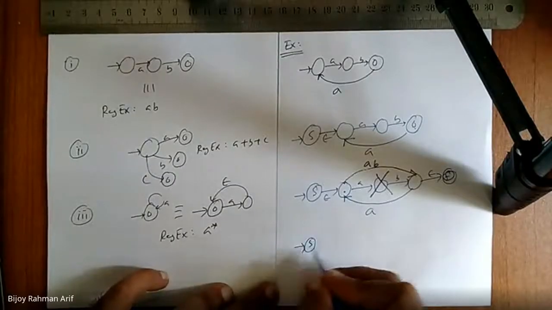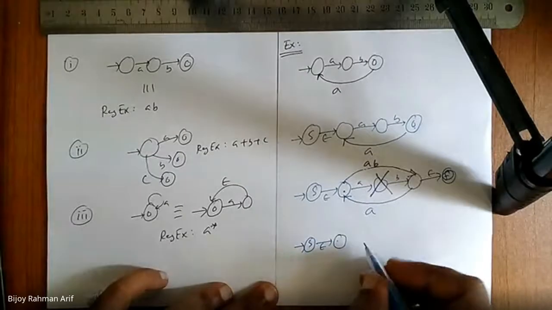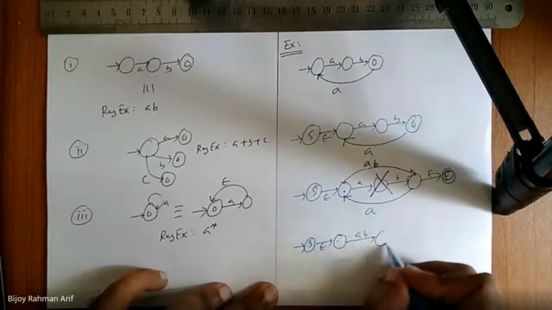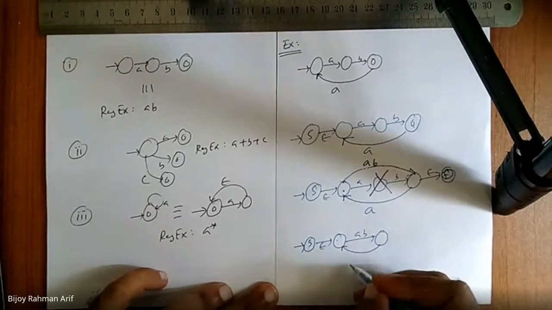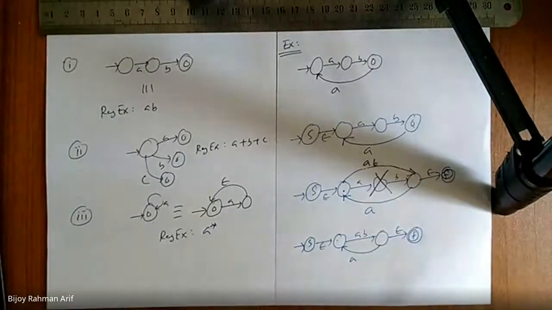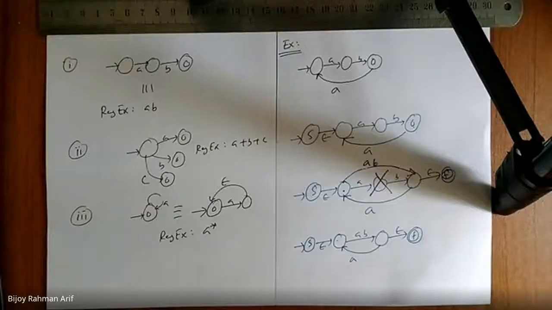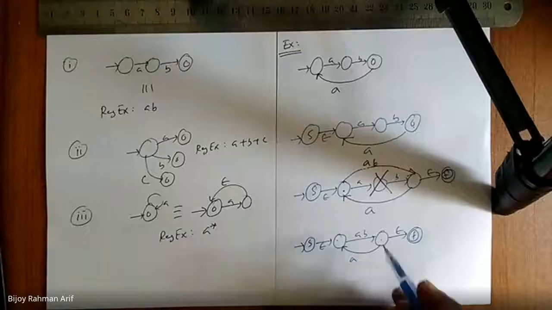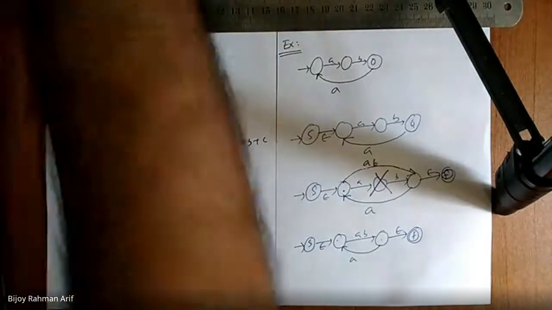Now my picture is like this. Start state, epsilon, AB, then A, epsilon, final state. Now which one am I going to remove? Either this one or that one. Let's remove this.